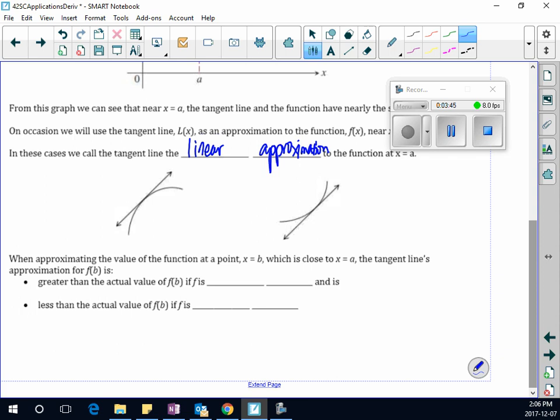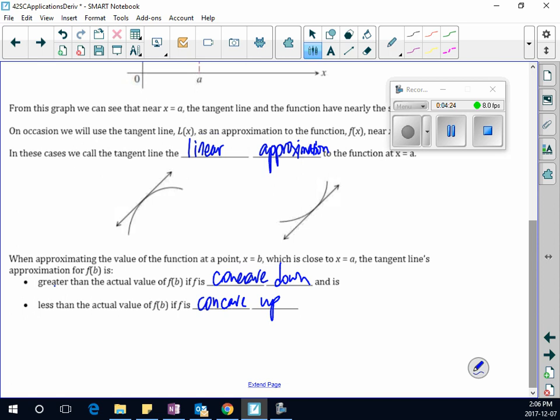So I'll word it again. The tangent line, is it greater than the actual curve, or less than? Greater. It would be greater than. And it's less than, oh sorry, this should be concave down, sorry. It's already greater than there. Concave down. And when it's concave up, the tangent line would be less than, right.